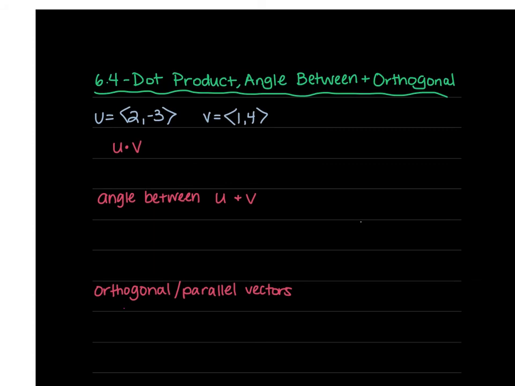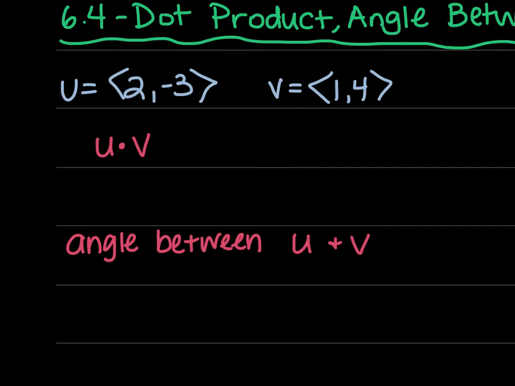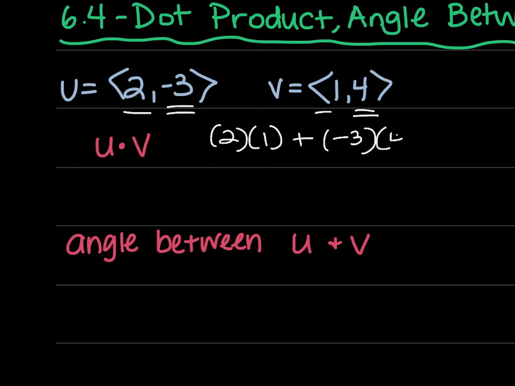6-4 was dot product, the angle between, and identifying if it was orthogonal or parallel, or neither. So the dot product, hopefully we remember, is multiplying the first term in each one, the second term in each one, and then adding them together. So if I'm doing u dot v, it's 2 times 1 plus negative 3 times 4. So I'd get 2 minus 12, which is negative 10. That's the dot product.